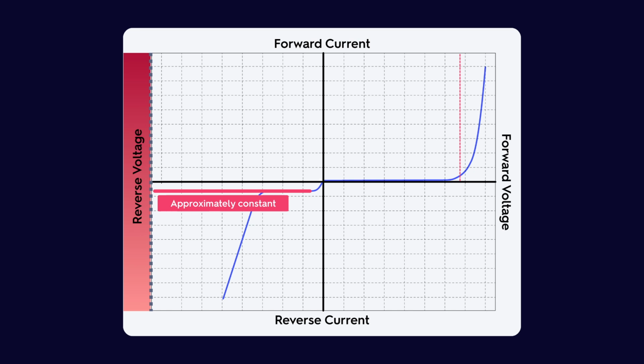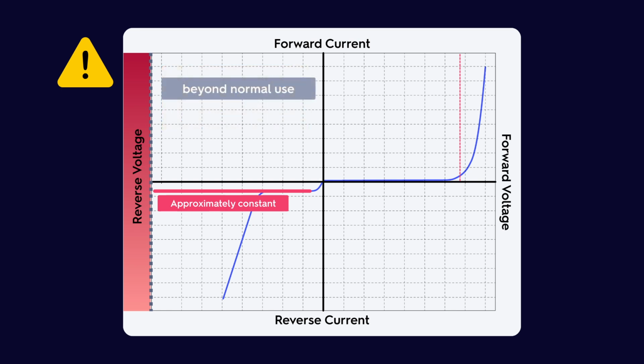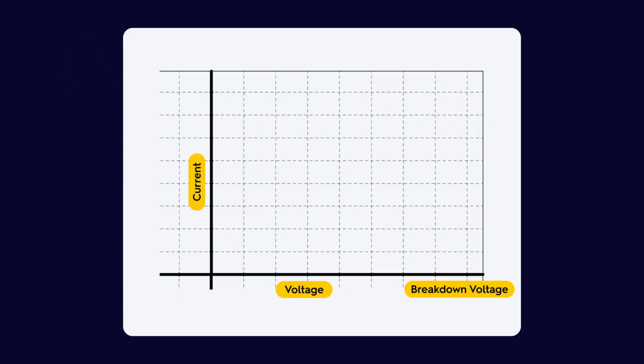One more important clarification. If reverse voltage becomes extremely large, a diode can enter breakdown and conduct heavily. In normal operation, you stay well below that region. Now step back and observe the overall shape of the graph. Notice this is not a straight line.